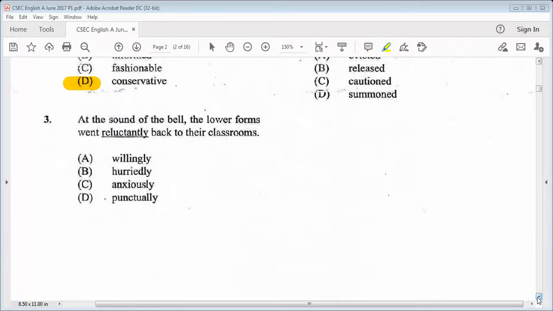Number 3. At the sound of the bell, the lower forms went reluctantly back to their classrooms. A, willingly, B, hurriedly, C, anxiously, or D, punctually. We know reluctantly means that the person is unwilling. So the opposite of that would be A, willingly. Let's go on to number 4.